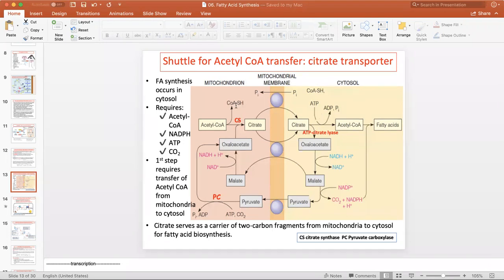Same thing again. Fatty acid synthesis occurs in the cytoplasm and requires acetyl-CoA, NADPH, ATP, and CO2. These are your building blocks. The first step requires the transfer of acetyl-CoA from mitochondria to the cytoplasm. Citrate serves as a carrier of two-carbon fragments from mitochondria to cytosol for fatty acid biosynthesis. Same information, same content, just in different slides. The past three or four slides are referring to the same concept, so if you understand that, you should be good.